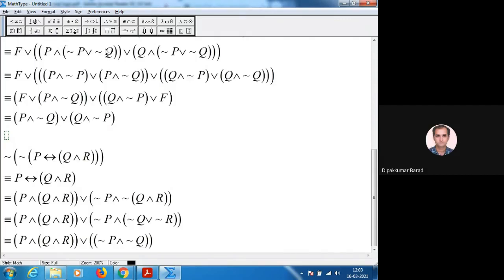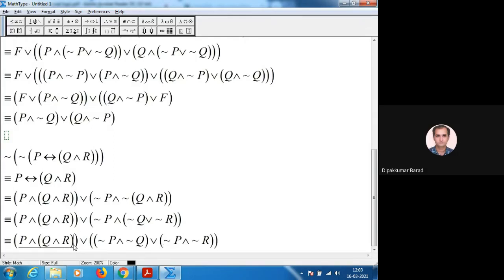Or not P and not R. So this is the elementary sum of product. Now here also we have or, and this is the elementary product. Okay, I can write this P and Q and R. So this is the elementary product.